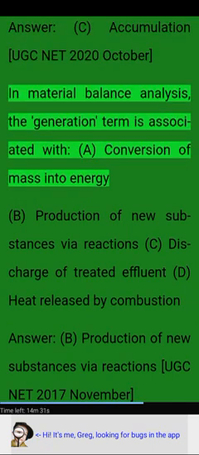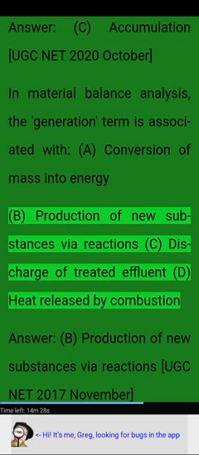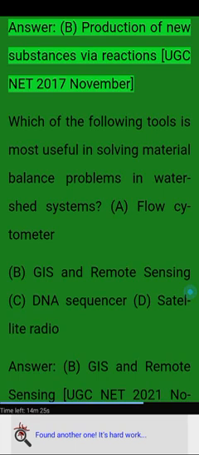UGC NET 2020 October. In material balance analysis, the generation term is associated with A. Conversion of mass into energy. B. Production of new substances via reactions. C. Discharge of treated effluent. D. Heat released by combustion. Answer. B. Production of new substances via reactions.